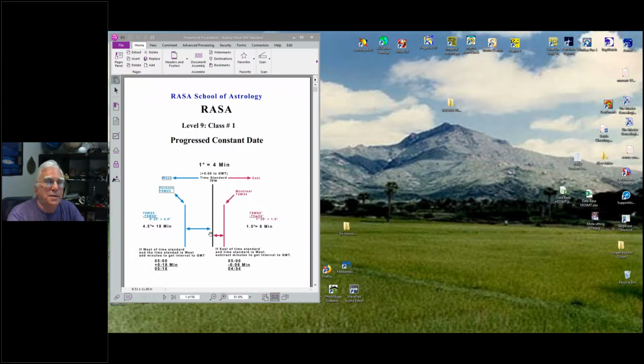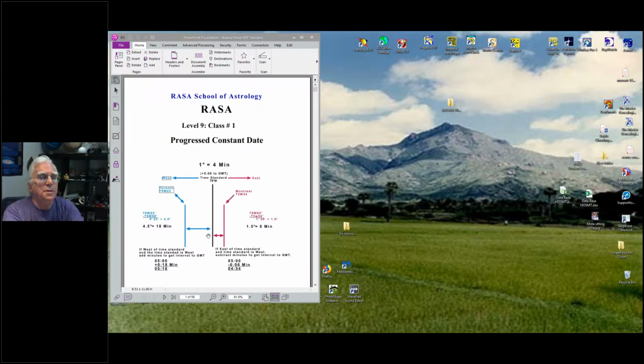So if it's 2 o'clock on the time standard, it's 2:06 in Montreal. It's 18 minutes earlier, 1:42 in Toronto, the local mean time. So we have to calculate this to see this amount of distance.